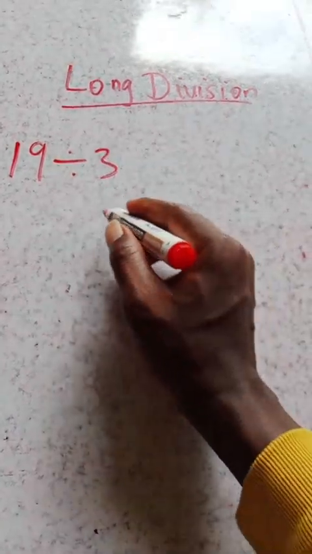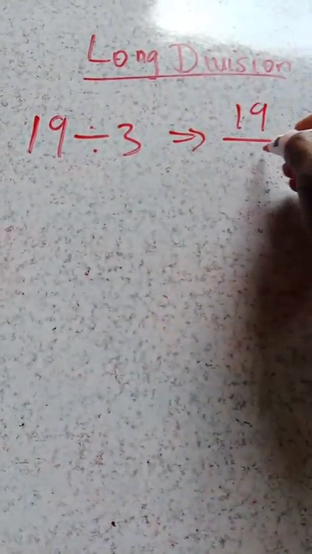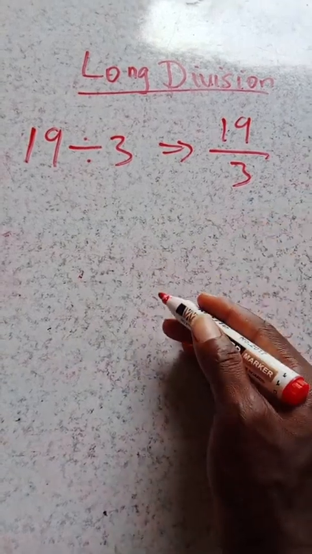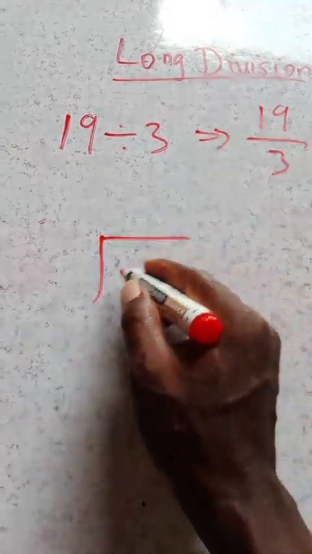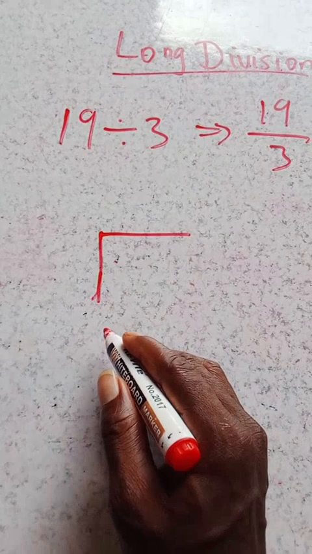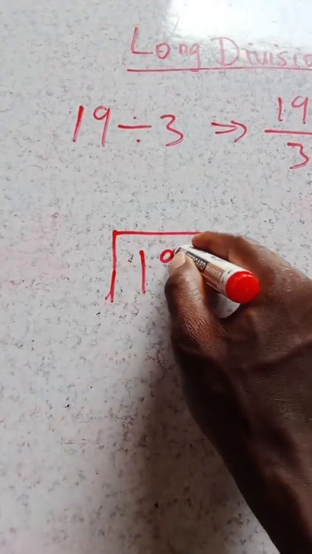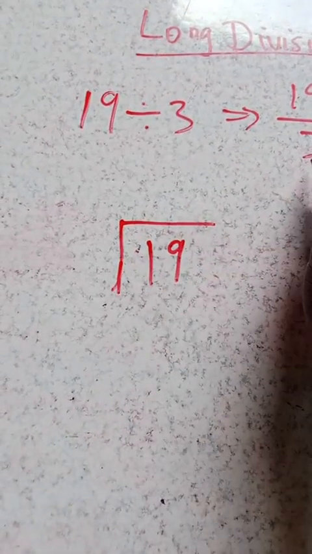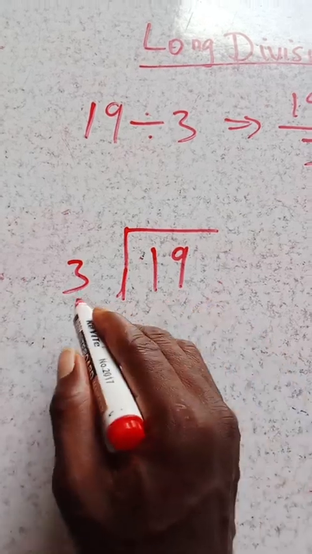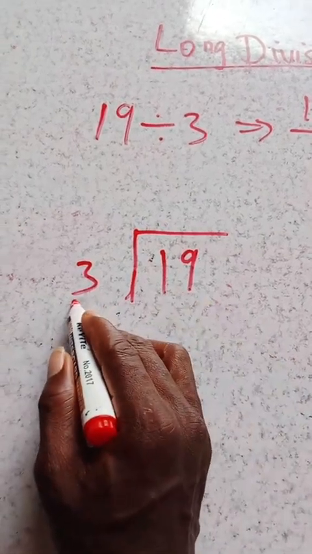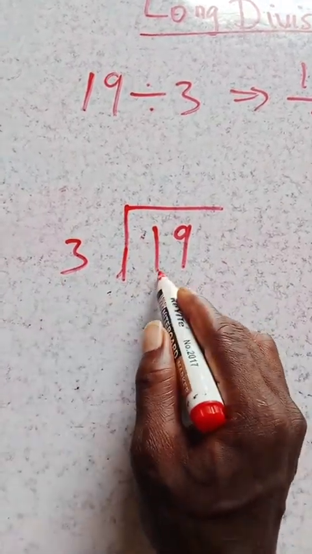What about when you have something like this, 19 divided by 3? This means 19 all over 3. How can you do that? As we did for the other one, you draw a diagram like this. Put the one on top, which is 19, inside the diagram, then the denominator outside. Now you say, how many times is 3 going to appear in 19?